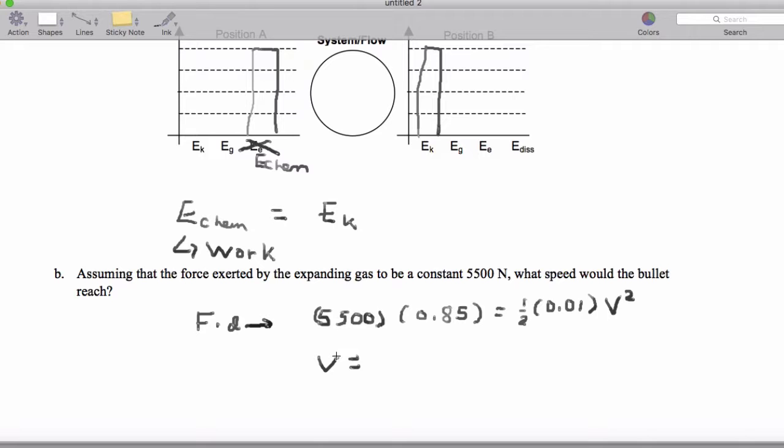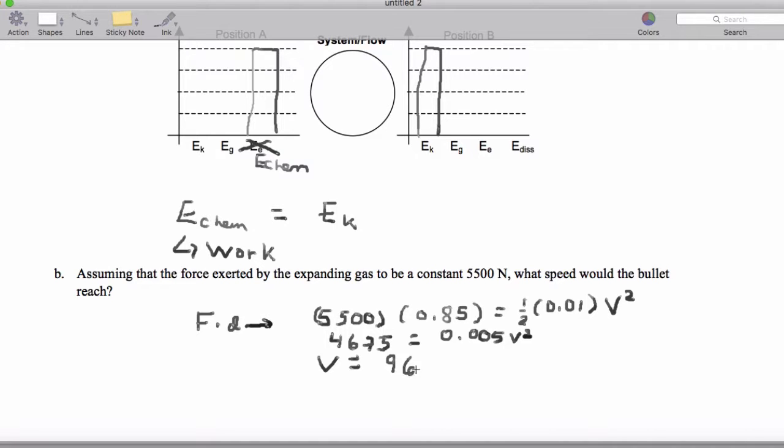So there we go. 5,500 times 0.85, that's going to be a smaller little number there. So that's 4,675. And that's going to equal 0.005 times v squared. So when we actually do isolate v, that ends up giving us 967 meters per second.